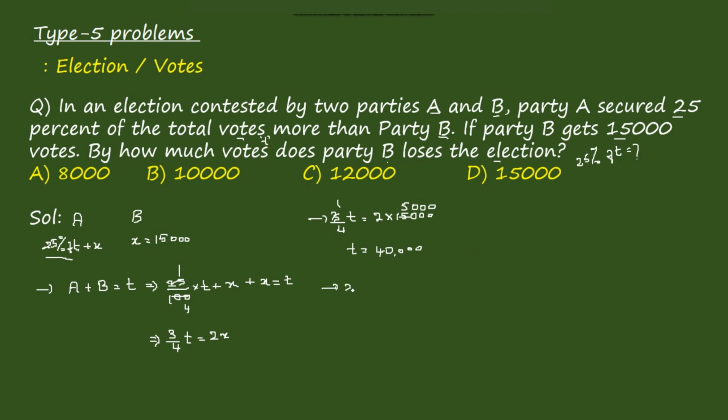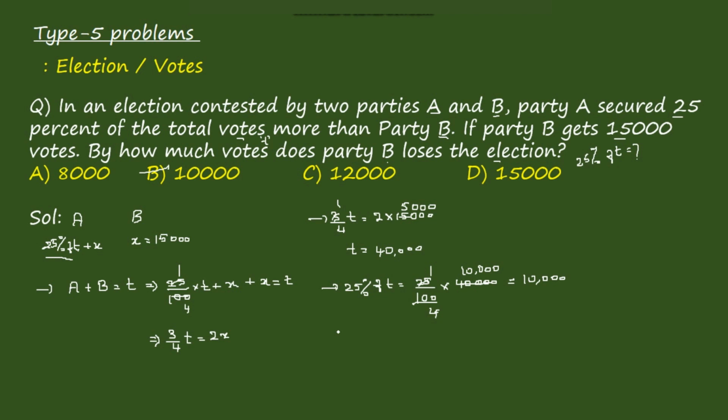Then we get 25 percent of T. We have to find it out, which is nothing but 25 by 100 into 40,000. One side goes by 4, again here 4 gets cancelled. It becomes 10,000. So B is losing by how many votes? Nothing but 10,000 votes. So the answer is option B.